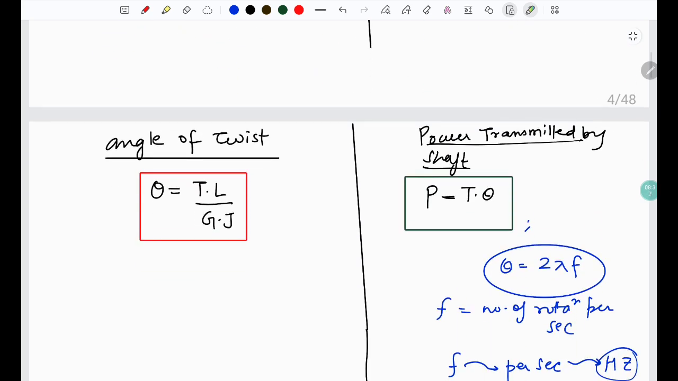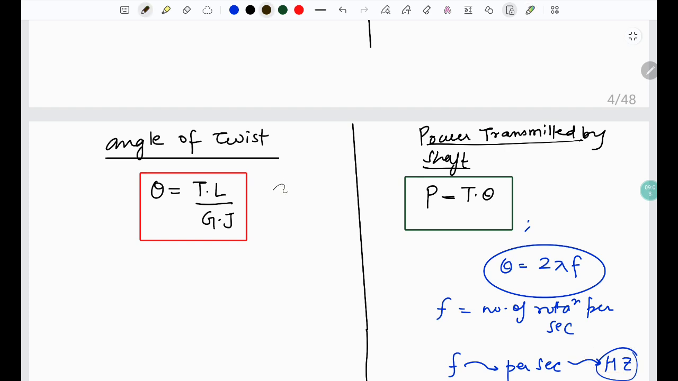Another thing we have in this chapter is the angle of twist given by T dot L over G dot J. Often a lot of numericals come using this formula. And then we have power transmitted by the shaft. It is given by T into theta, where theta is the angular velocity of the shaft, which is further denoted by 2 pi f, where f is the number of rotations per second, which has the units of per second or hertz.